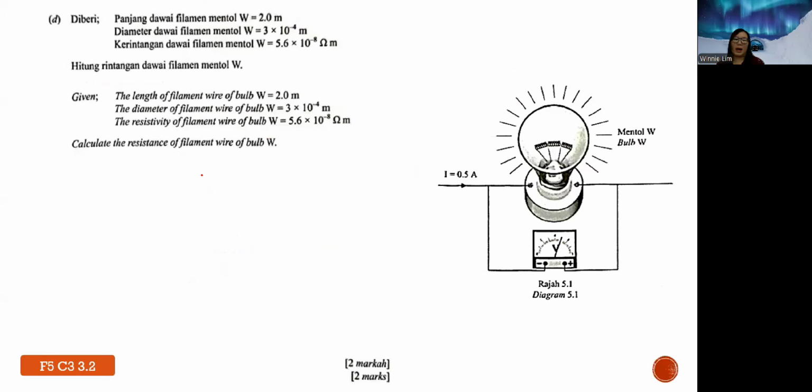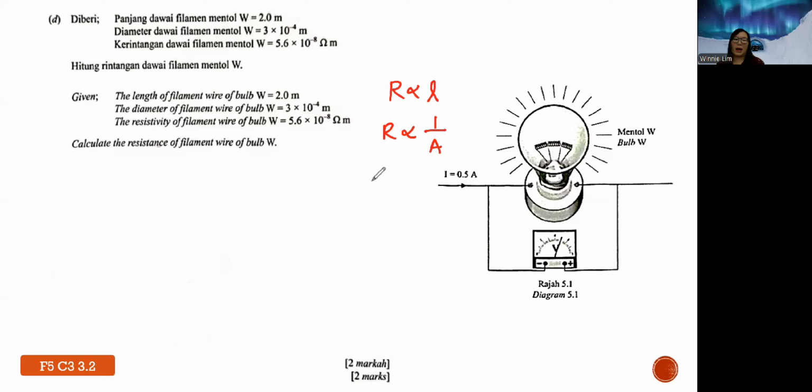Then proceed to part D. D is on calculations now. They give you the length, the diameter, the resistivity, and then they want you to calculate resistance. Basically, you have one formula that relates resistance with resistivity. It comes from the topic of factors affecting resistance in 3.2. The concept behind it is like this: resistance is directly proportional to the length, and this resistance is also inversely proportional to the cross-sectional area.